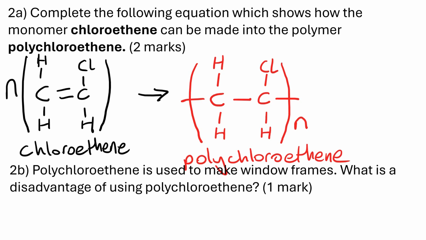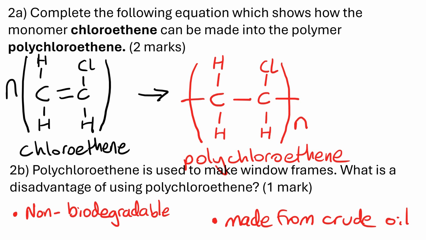What is a disadvantage of using polychloroethene? Well, you could say that it's non-biodegradable, so once the window frames are disposed of, it's not going to rot away and break down. That would cause landfill sites to fill up unless it's recycled. You could also say that it comes from crude oil. So that's a finite resource, and one day we will run out of that.